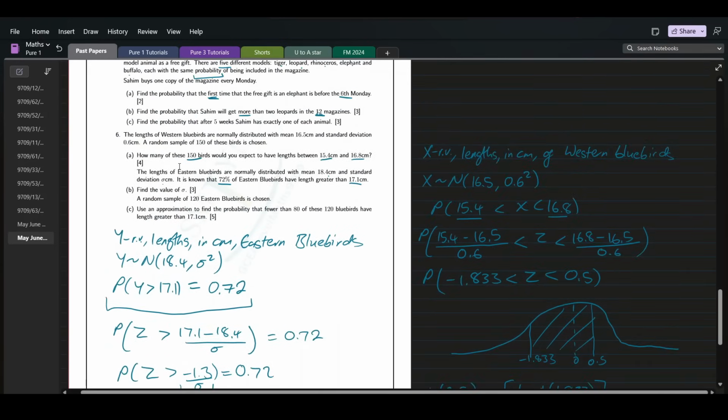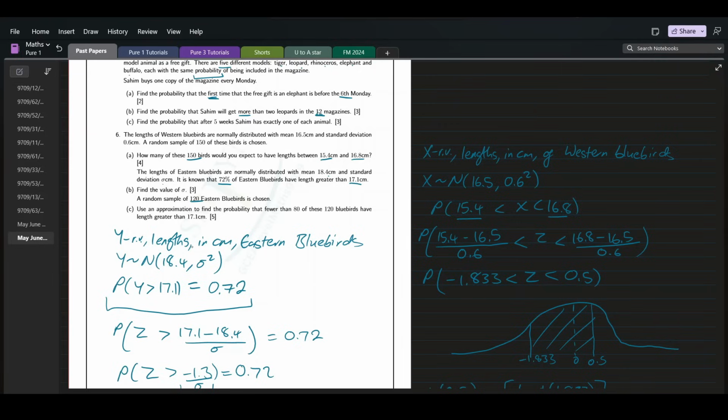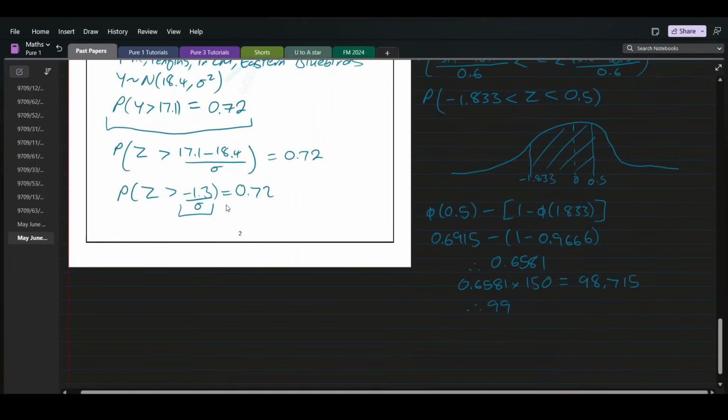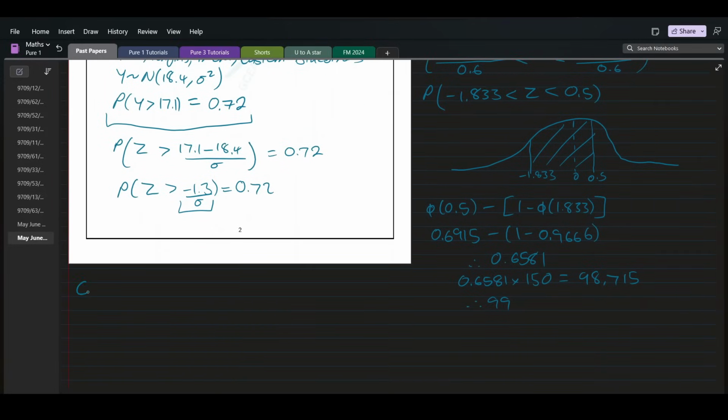For part C, you are given that a random sample of 120 eastern bluebirds is chosen. Use an approximation to find the probability that fewer than 80 of these 120 bluebirds have length greater than 17.1 centimeters. Okay, so let's define our random variable. We've used x, we've used y. Let's use e since we're talking about eastern bluebirds. Let e be the RV, the number of eastern bluebirds.